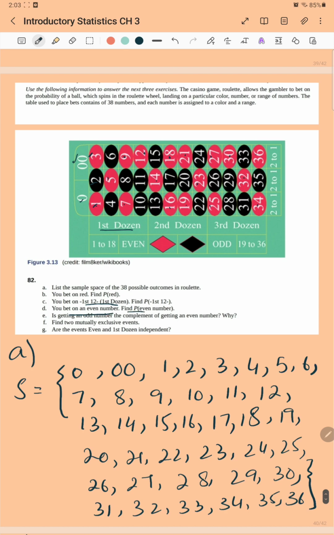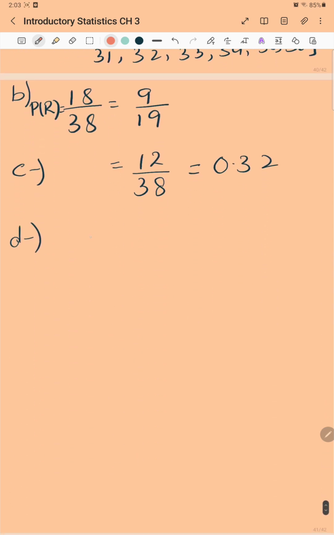You bet on an even number, find the probability of even numbers. So how many even numbers are there? Okay, let's count the even numbers. One, two, three, four, five, six, seven, eight, nine, 10, 11, 12, 13, 14, 15, 16, 17, 18. So even numbers are 18 over 38.